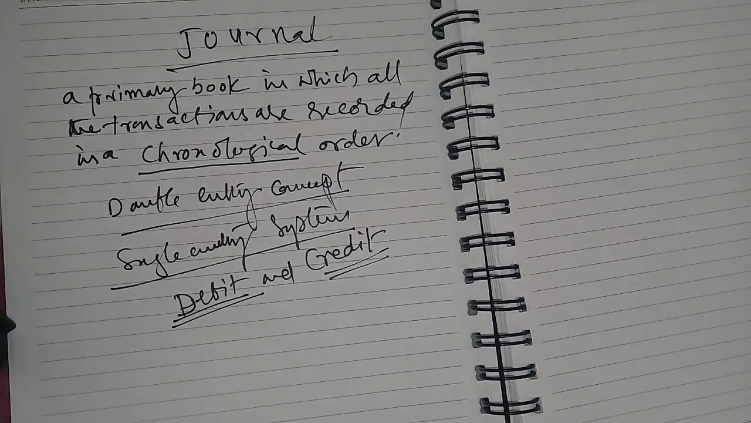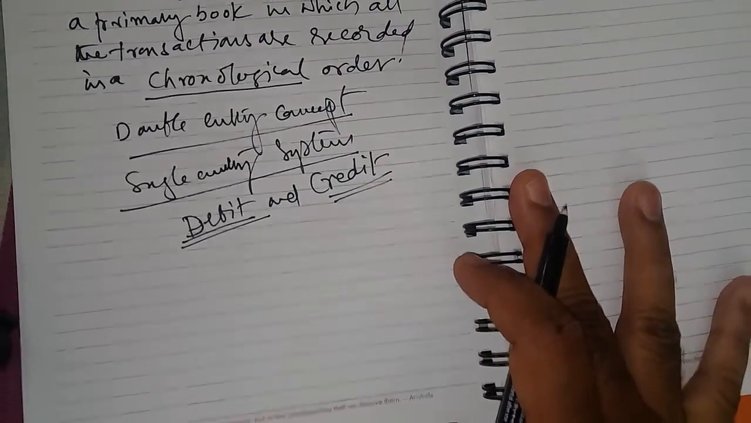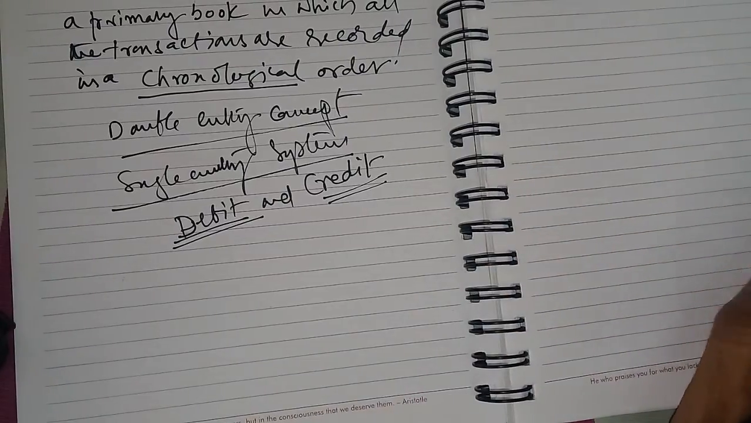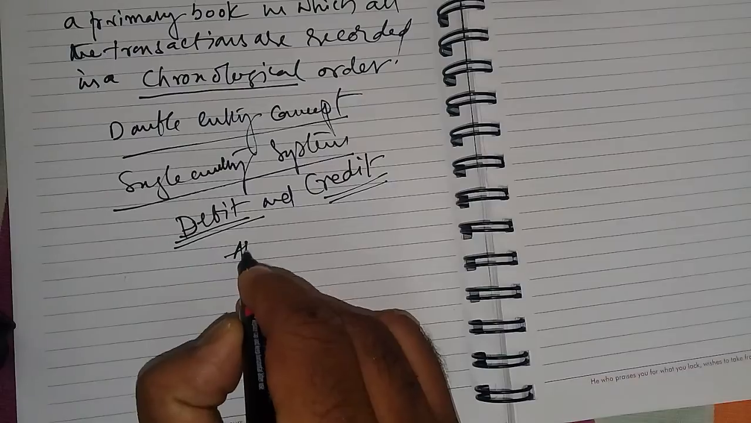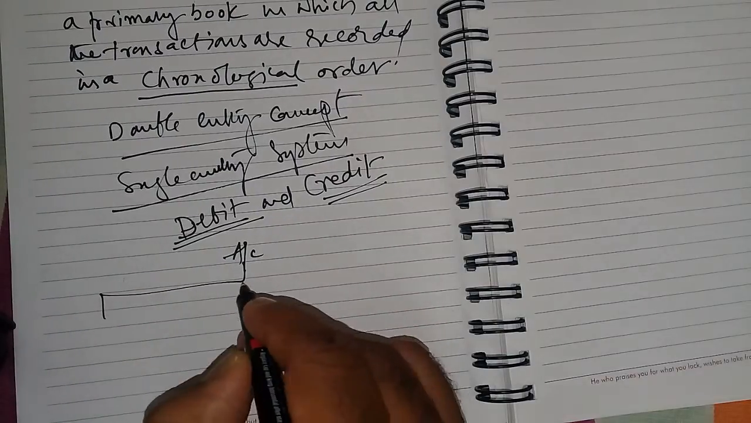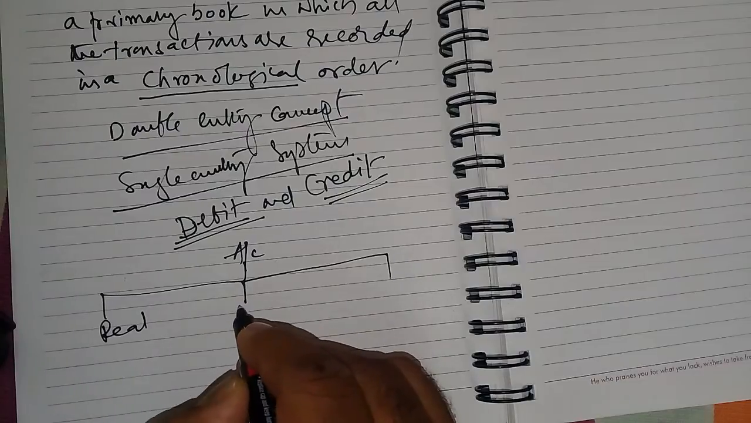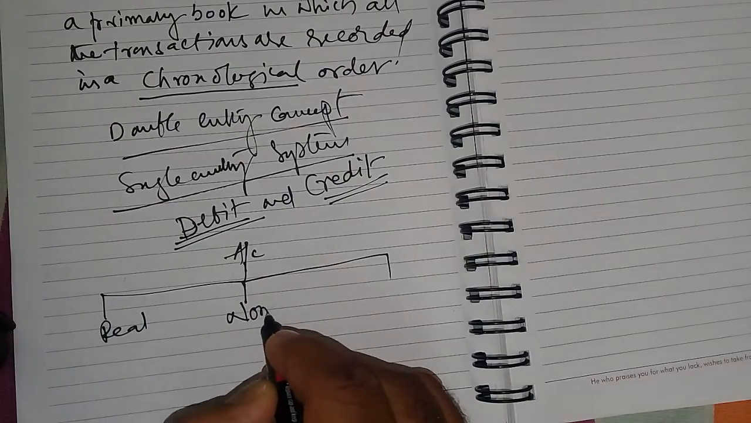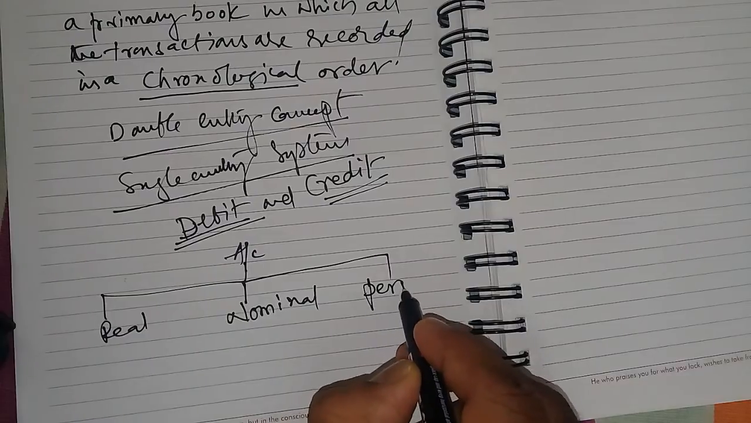And the next is, once it is done, here the traditional approach we have, that is dividing the accounts. Here the accounts are divided into three categories. Accounts are divided into three categories. One is real, nominal, another one is personal.